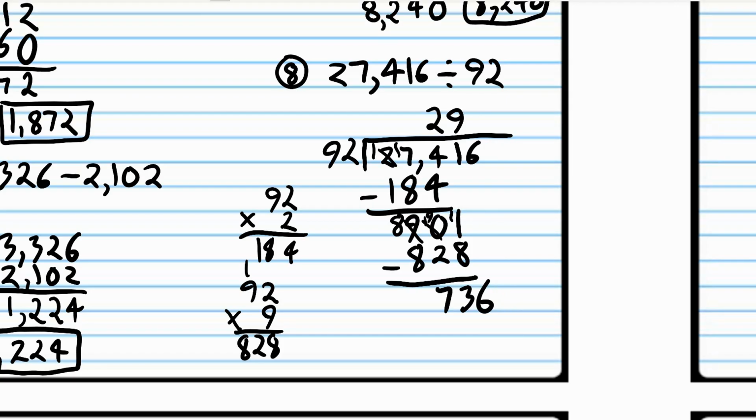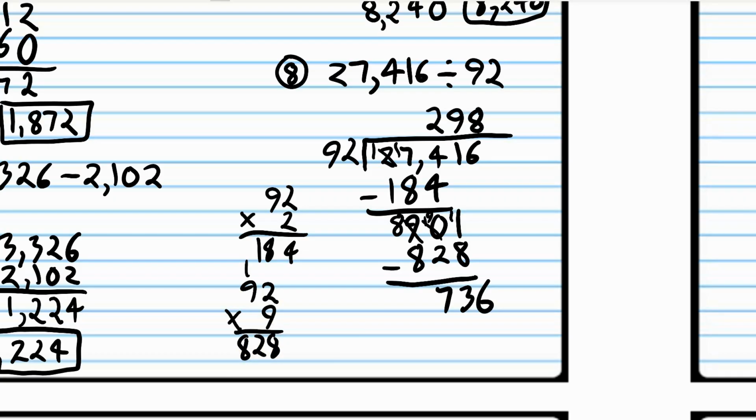Now we know, again, there's tricks here to make things go faster. We need to figure out how many times 92 goes into 736. But we already know all this information here. That's going to help us. We know 92 times 9 is 828. So if 92 is going to go into 27,416 evenly, then it's a good chance that the number is just going to be 8, because that'll make it smaller than 828. So let's just try 8.